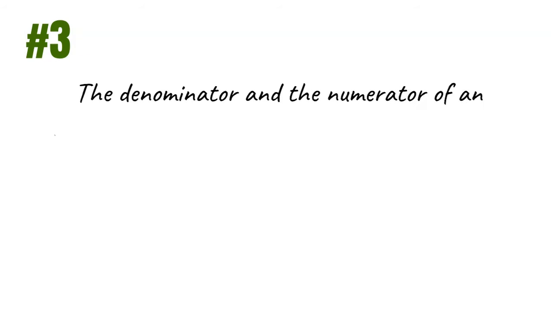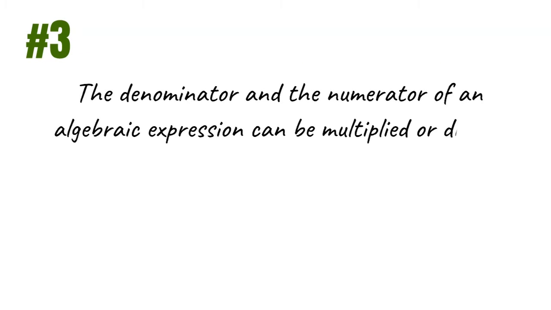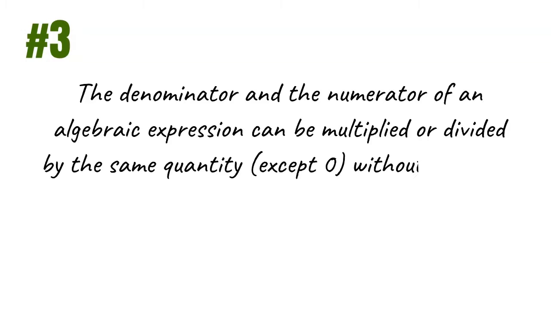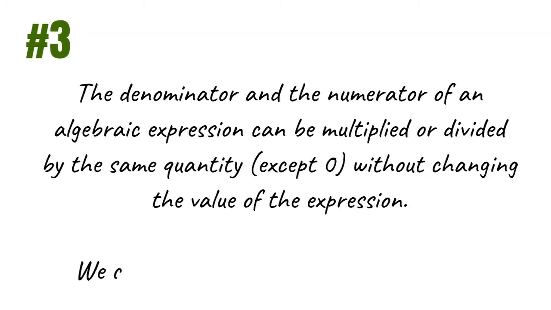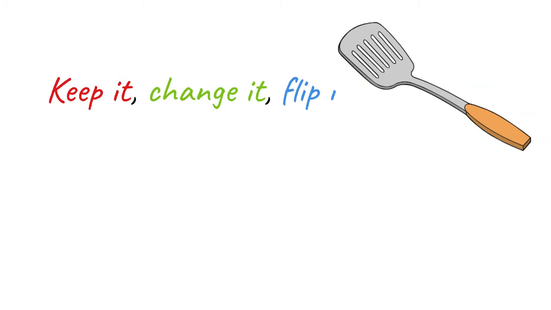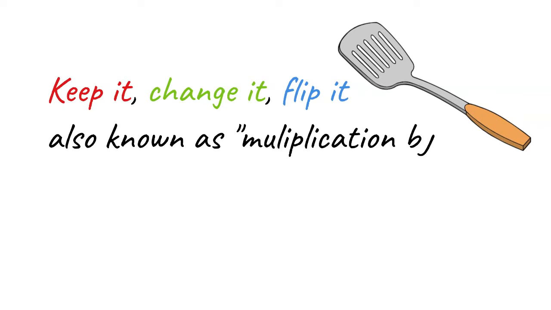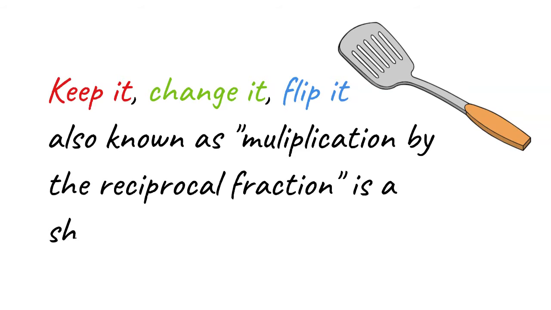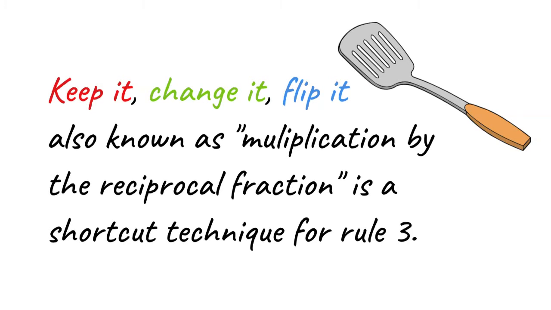Number 3. The denominator and the numerator of an algebraic expression can be multiplied or divided by the same quantity except 0 without changing the value of the expression. We call this scaling or reducing a fraction. Keep it, change it, flip it, also known as multiplication by the reciprocal fraction, is a shortcut technique for Rule 3.